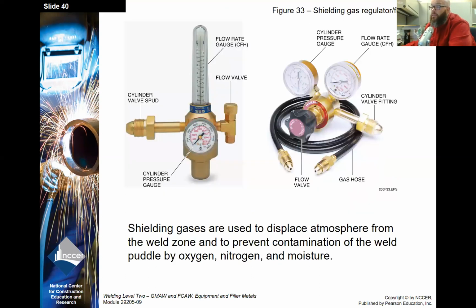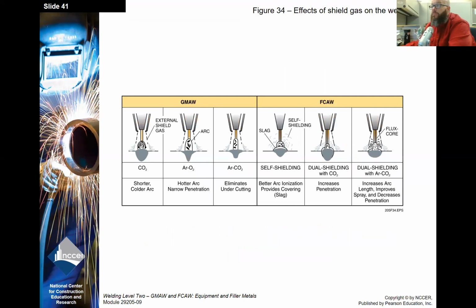Okay, shielding gas. Shielding gases are used to displace atmosphere from the weld zone and to prevent contamination of the weld puddle by oxygen, nitrogen, and moisture. Flow meters are the most accurate there on the left. That's what we run on everything in the shop. You will occasionally see regulators also. Regulators are a lot of times included with the machines when you buy them, at least the smaller ones.